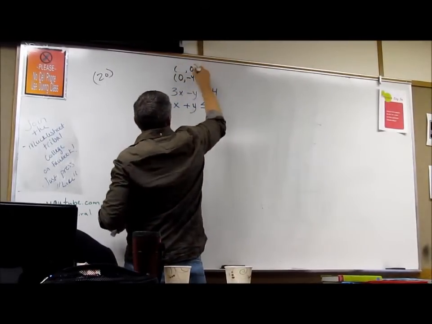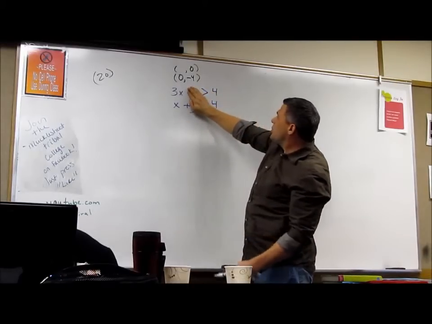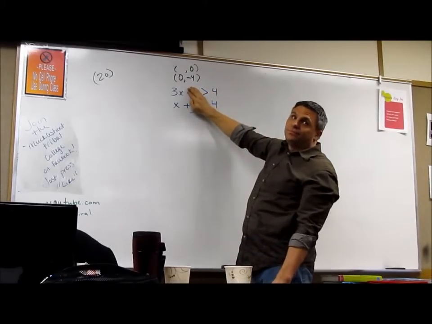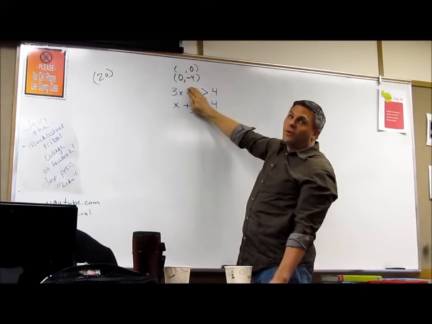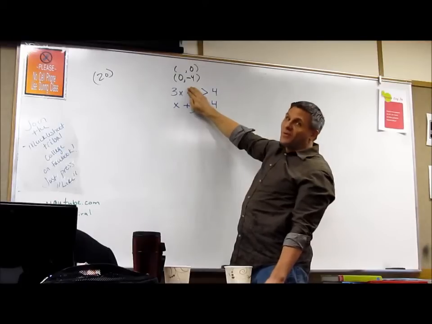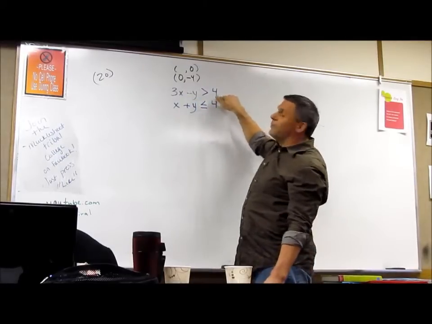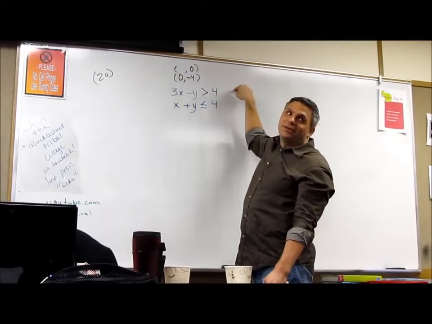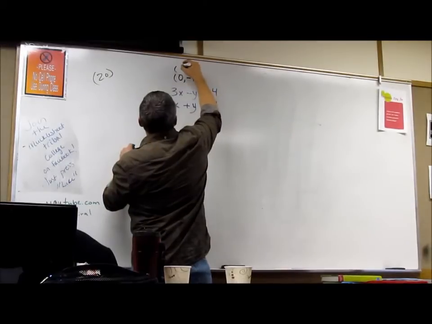Gotta watch those. Okay, then I'm going to put in a 0 for Y. So what is X? 4 over 3. The number in front of the X is always underneath the 4. Make sense? Follow that pattern. 4 over 3.